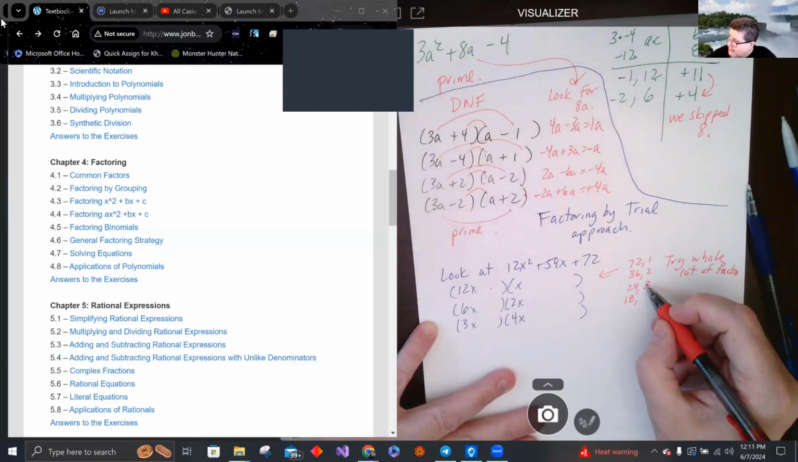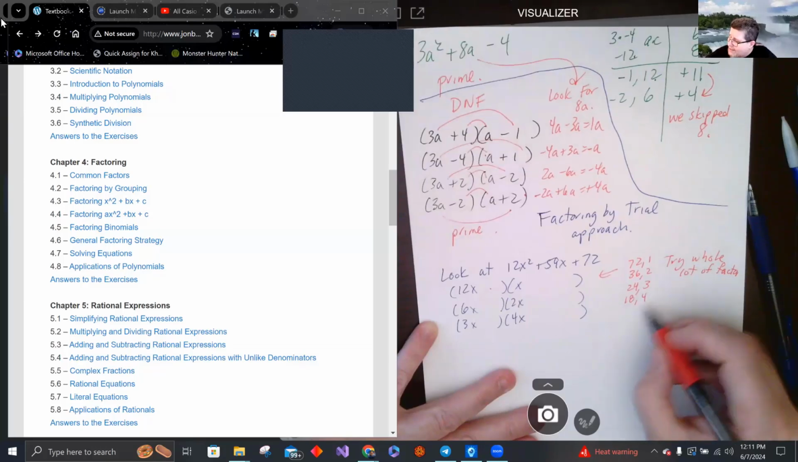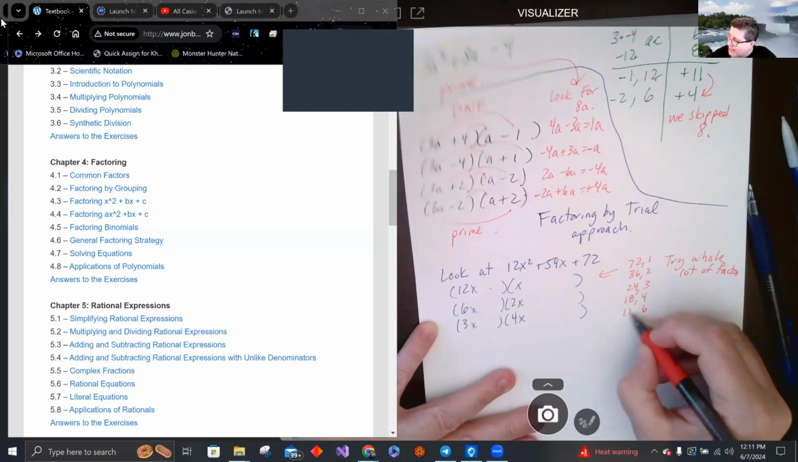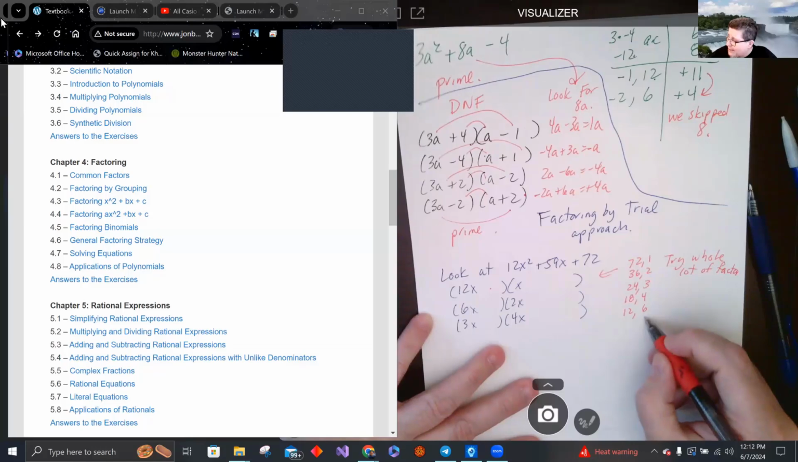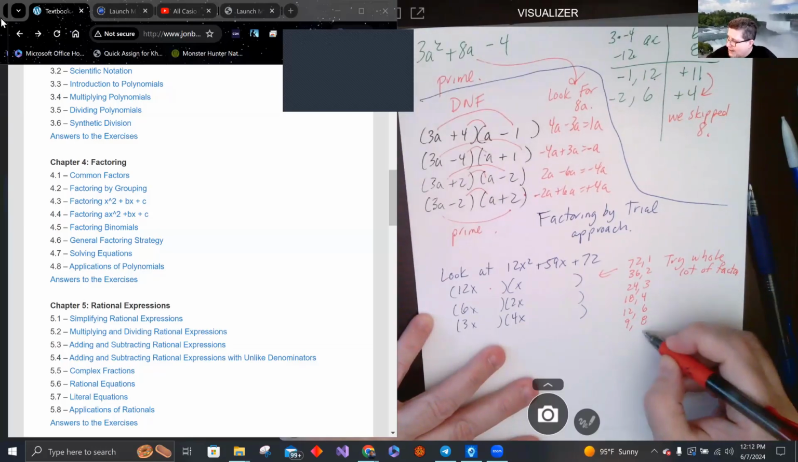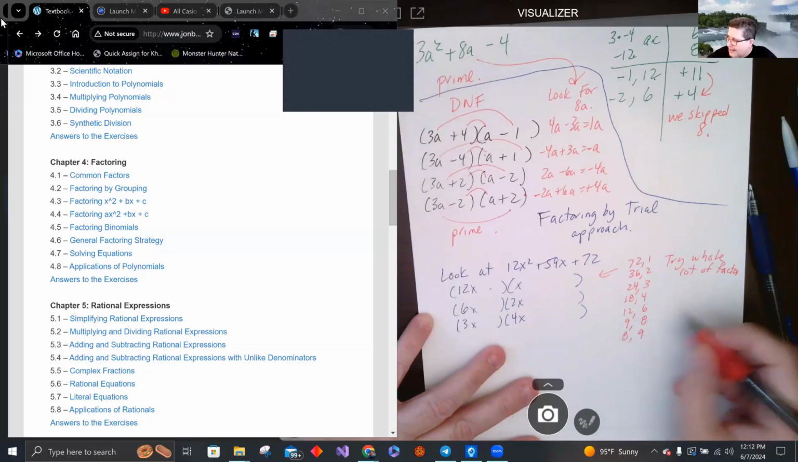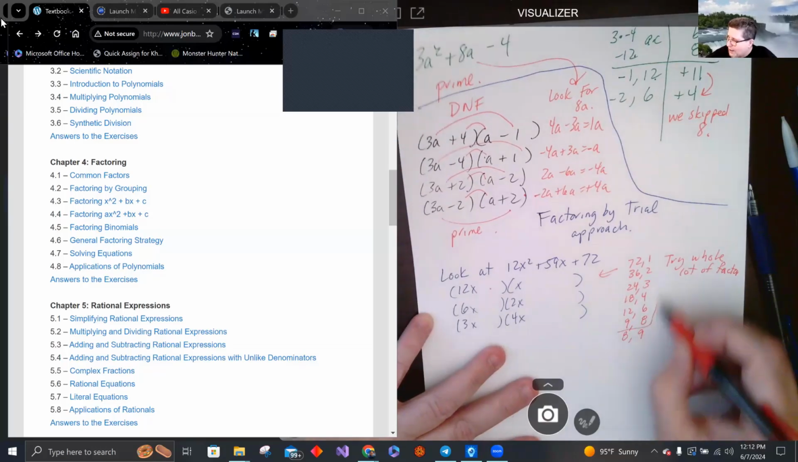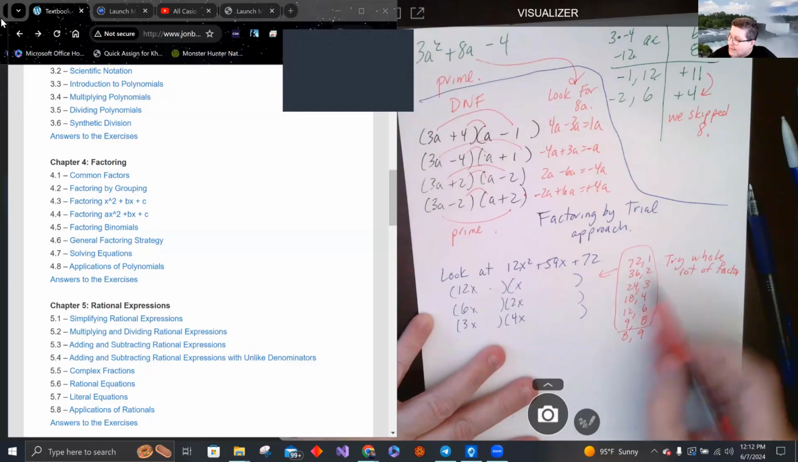No, it isn't. Yeah, it is. 5 doesn't go in. 6 goes in 12 times. 7 doesn't go in. 8 goes in 9 times. And then I would repeat. I'd have 9 and 8. So I would have to try all the combinations of this.